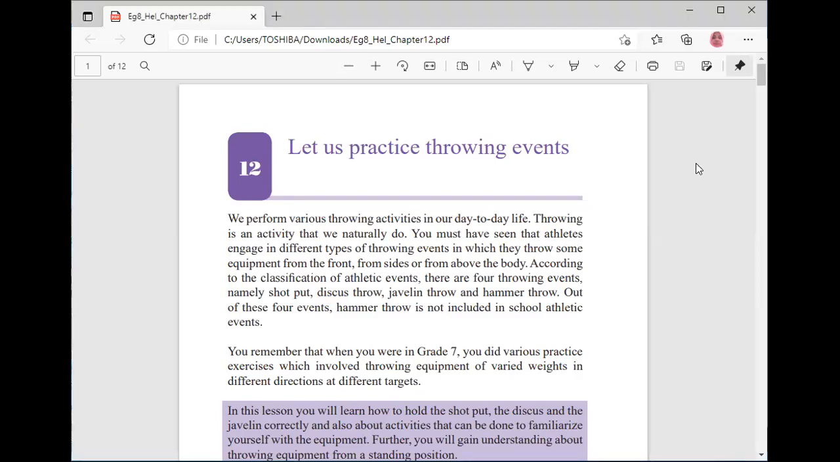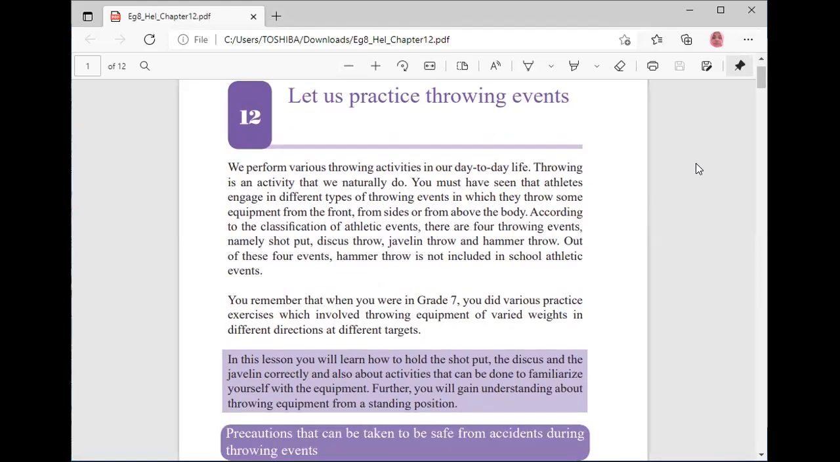Today we are going to do chapter 12. Let us practice throwing events. Throwing activities are naturally something we do. You must have seen that athletes engage in different types of throwing events in which they throw some equipment from the front, from the sides, or from above the body.